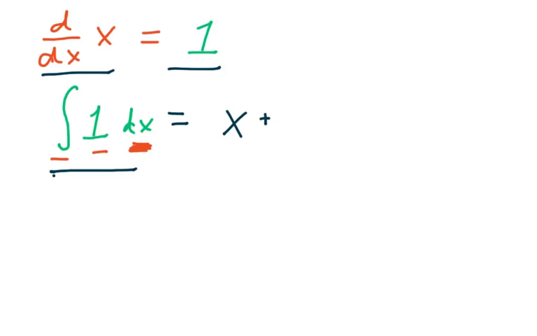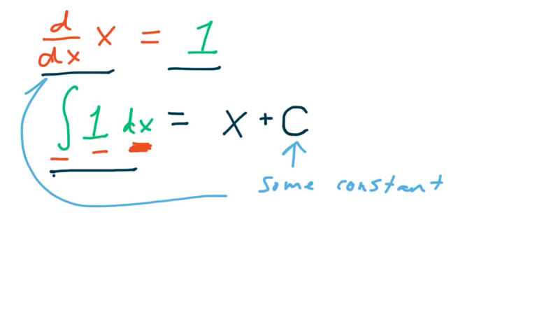But now we also have to put this funny little plus c afterwards. Now that c is going to represent some constant. And you might be asking, why in the world do I have to do that? Because my original problem here was just x. There was no constant after it, right? I took the derivative of x, and I got 1. So going from 1 back to the original, I should just get x. Why do I need this plus c?